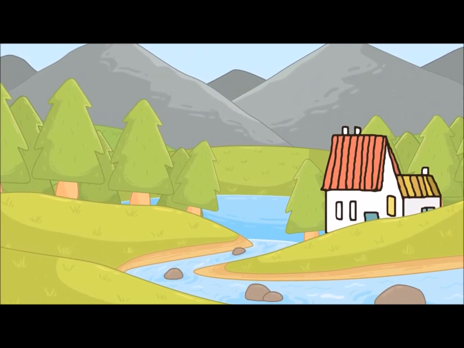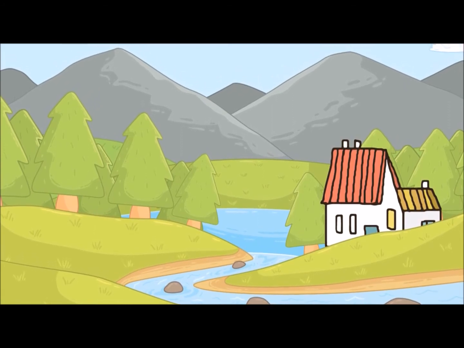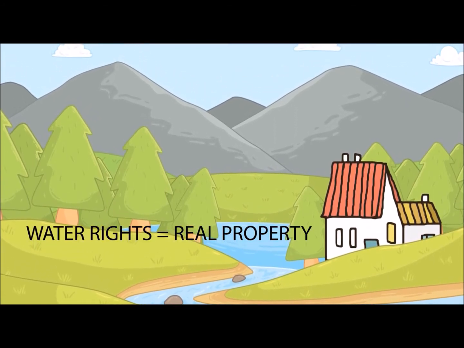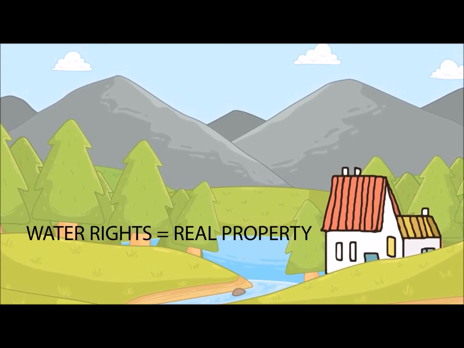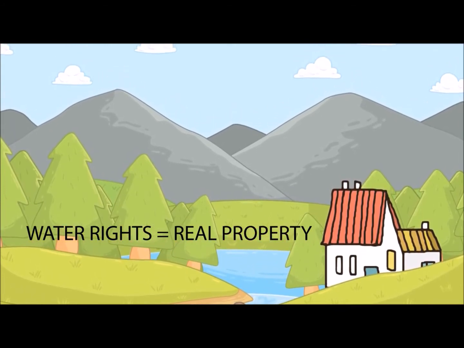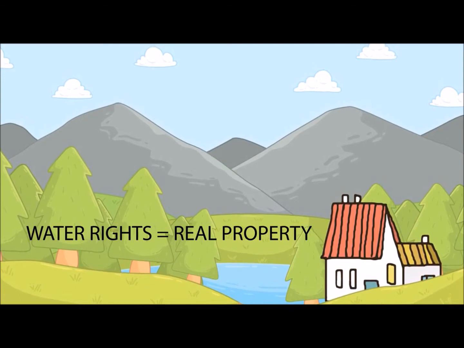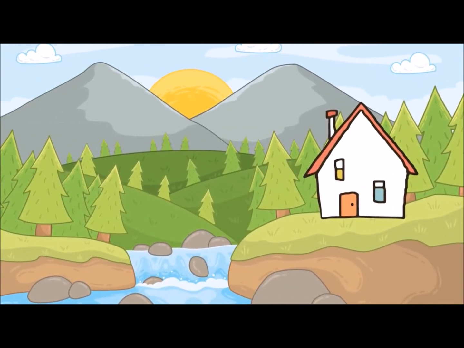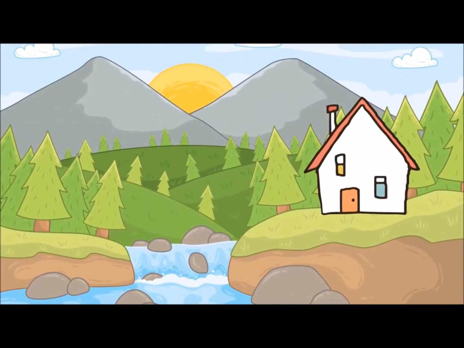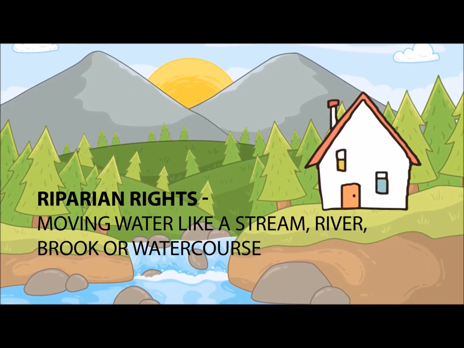Water rights that go with the land are considered real property. These water rights include the right to make reasonable and appropriate use of water on, under, or adjacent to the land. The owner of a property bordering a moving water source like a stream or river has riparian rights.